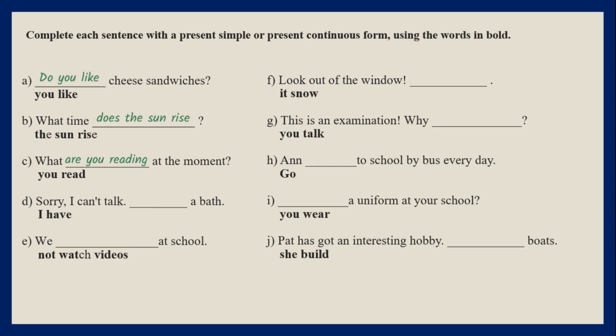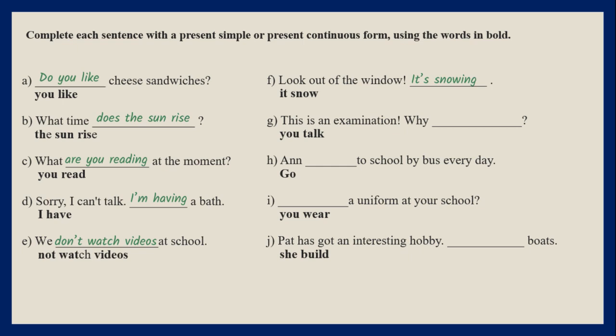D. Sorry, I can't talk. I'm having a bath. Something which is happening at the moment of speaking, present continuous. E. We don't watch videos at school because we are describing a fact here. We use present simple. F. Look out of the window. It's snowing. We are describing something which is going on or happening at the moment of speaking, present continuous.